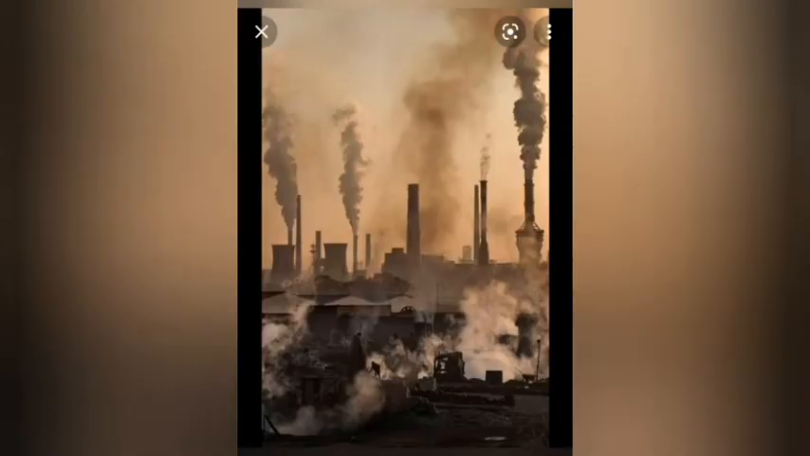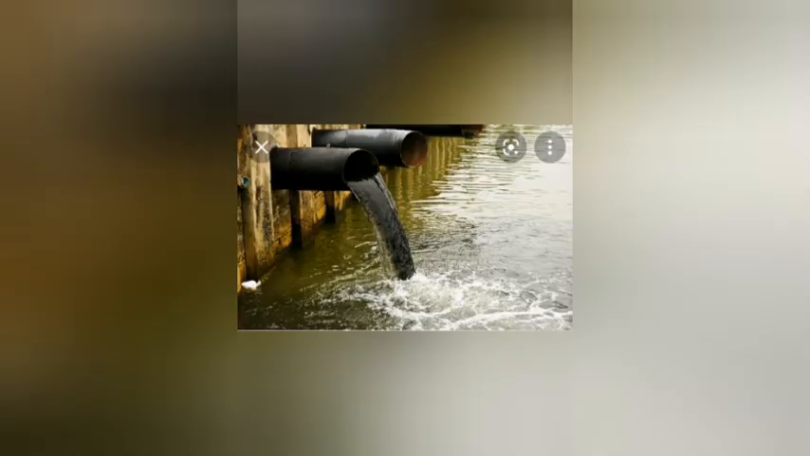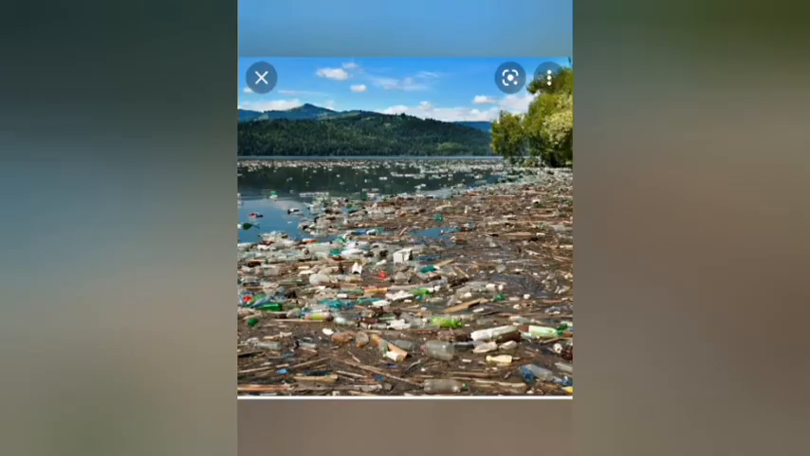You can have a look at the picture of the air pollution. And the next picture is the water that has been polluted. And the third is the noise pollution.